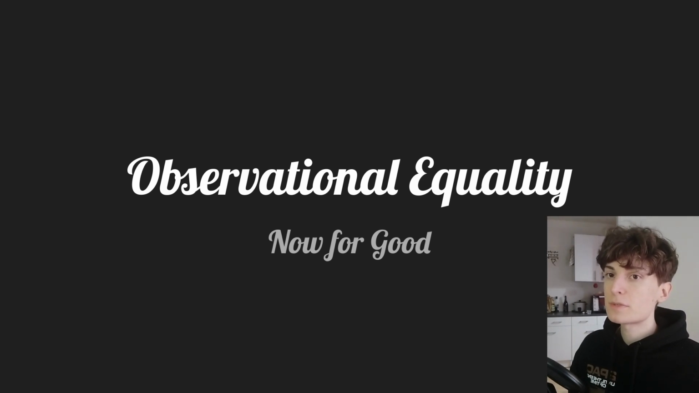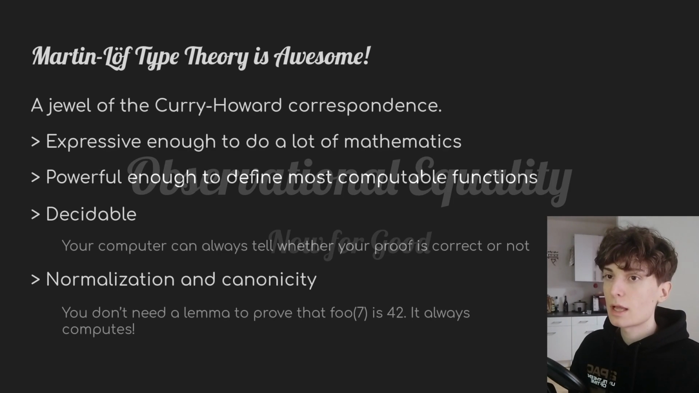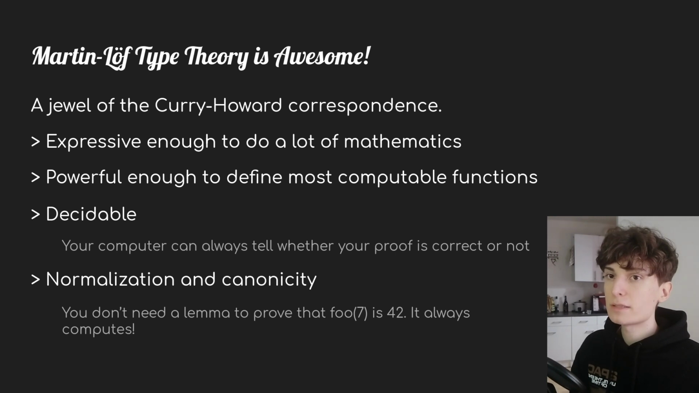This talk is about observational equality. Our story starts with Martin-Löf type theory. MLTT is a sweet spot in the Curry-Howard correspondence between proofs and programs. On the one hand, it is expressive enough to do a large part of mathematics and to define a lot of computable functions. On the other hand, it is very tractable, which makes it a great foundation for proof assistants.